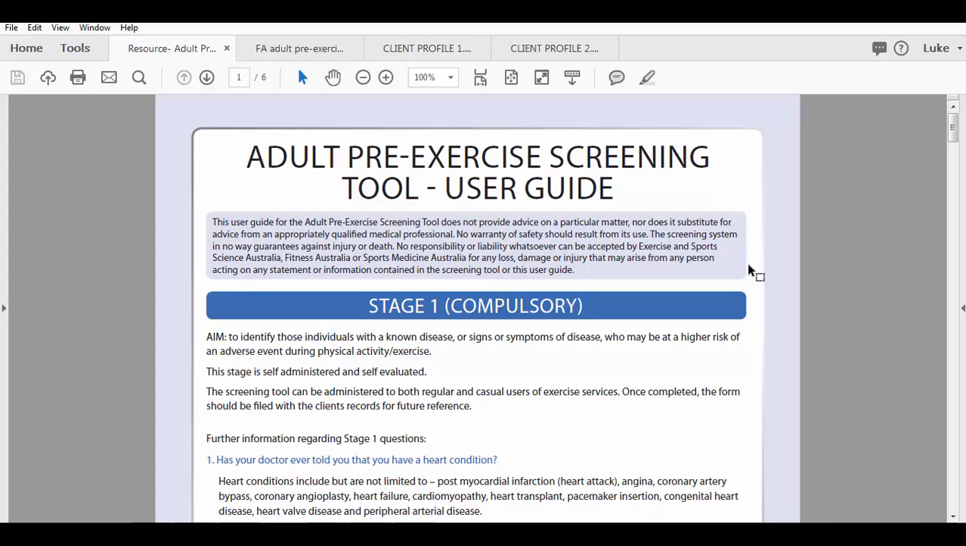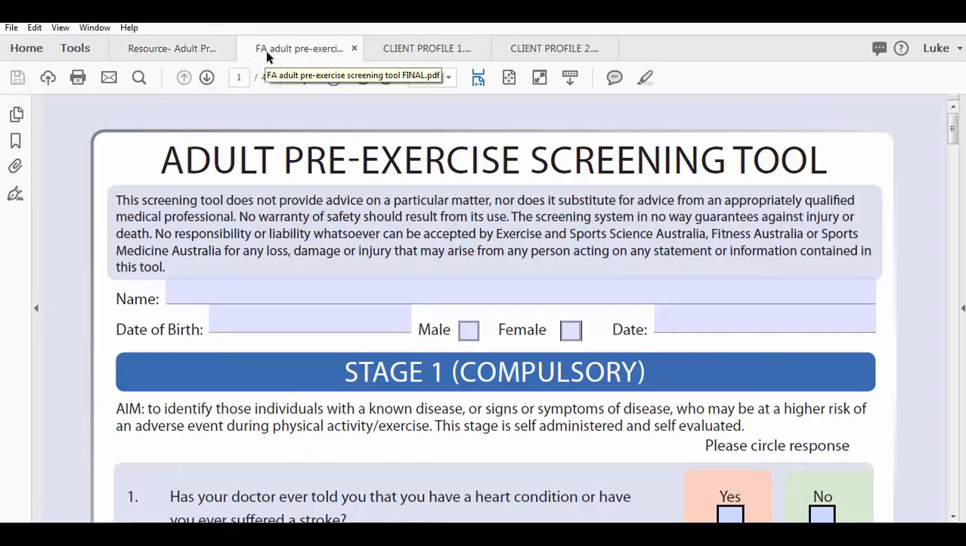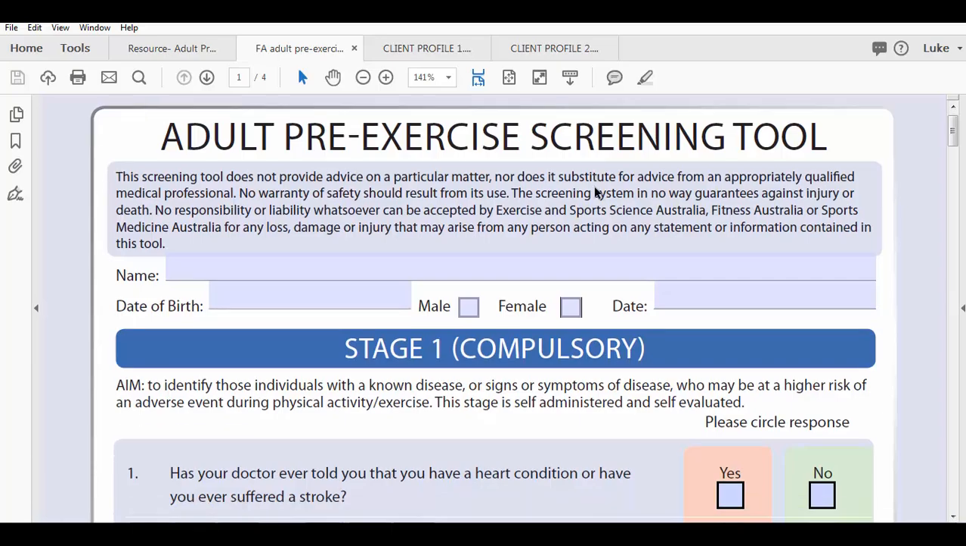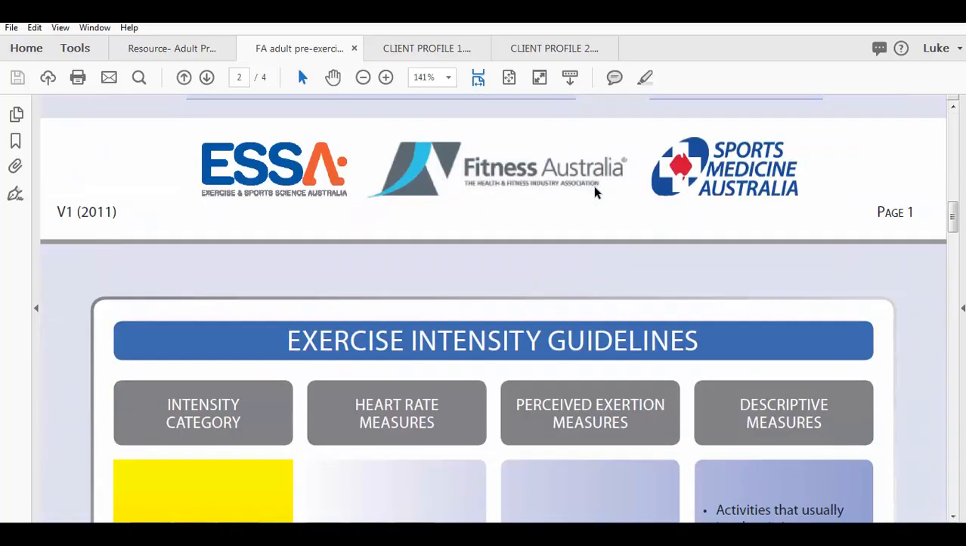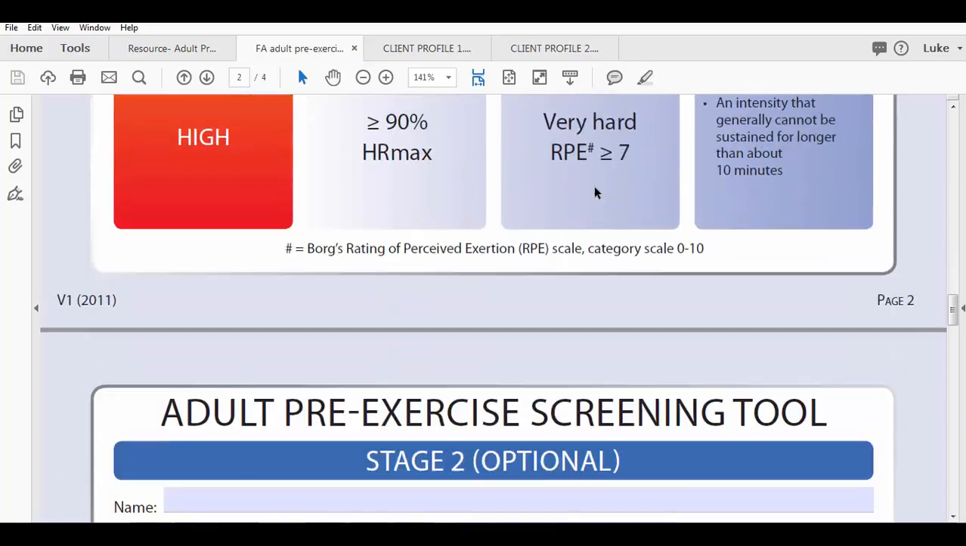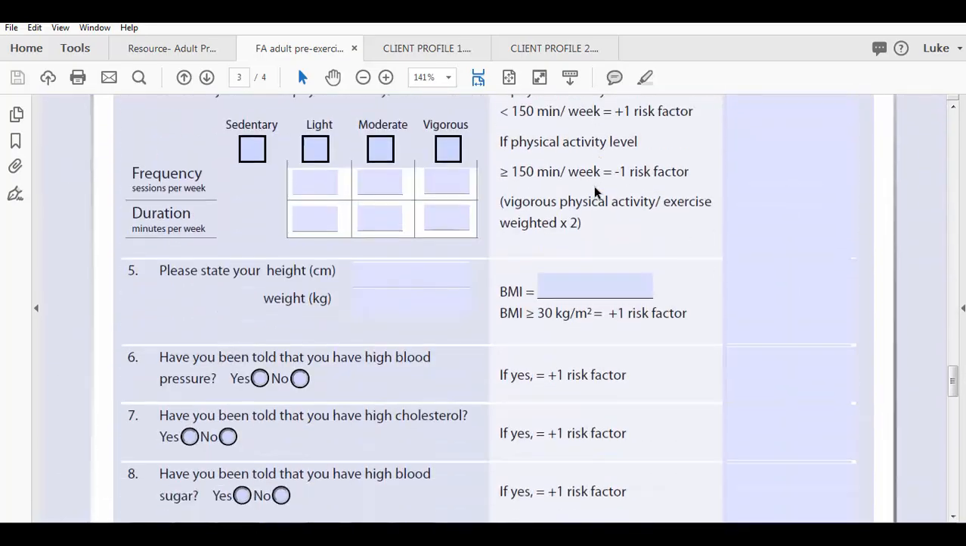So let's look at putting this into practice now. So that's the user guide, but this is the actual form itself. So we go through here. This is all editable. You guys will see this in your assessments. You'll need to fill it out as part of your assessments, and we'll go through and fill this out ourselves now.